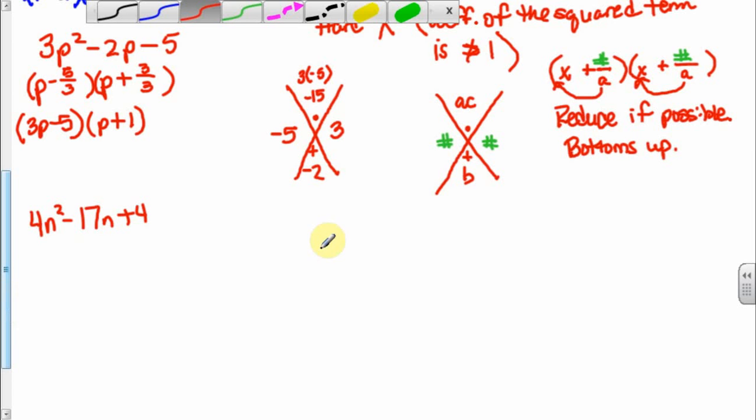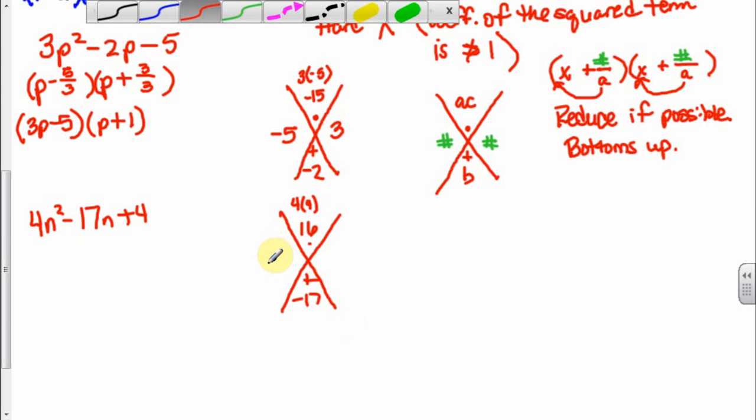All right, let's go ahead and try to work it. If you're not finished, that's okay. All right, so we are going to multiply A times C, so 4 times 4, to get the number that we're looking for factors of. So that's 16. So we're going to look for things that multiply to be 16 and add to be negative 17.